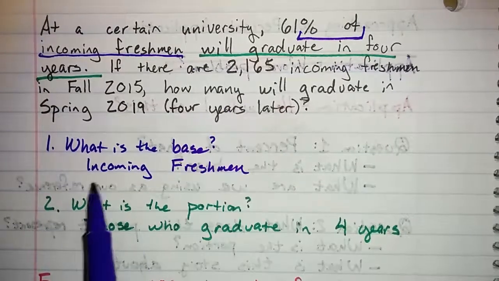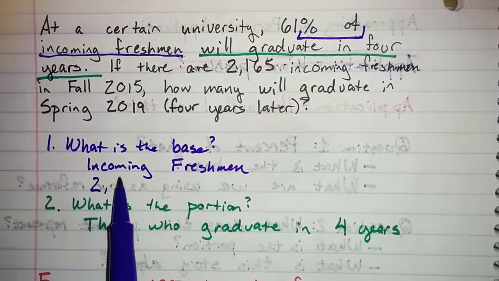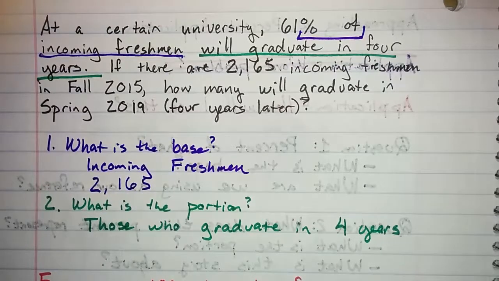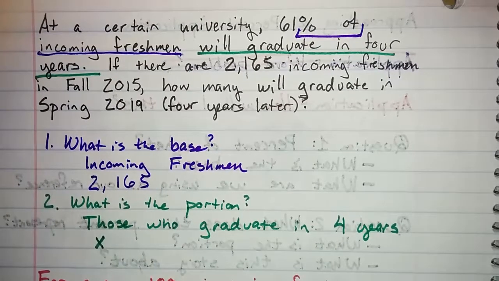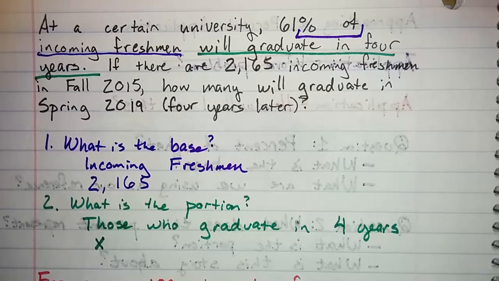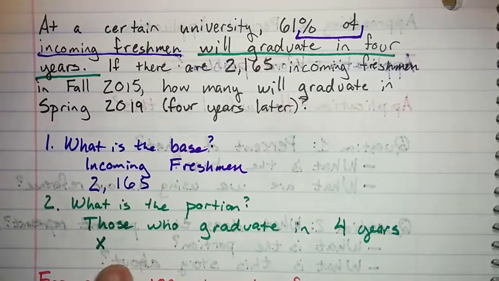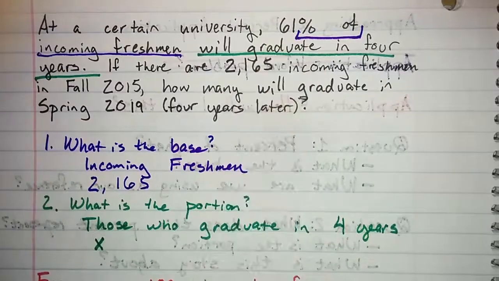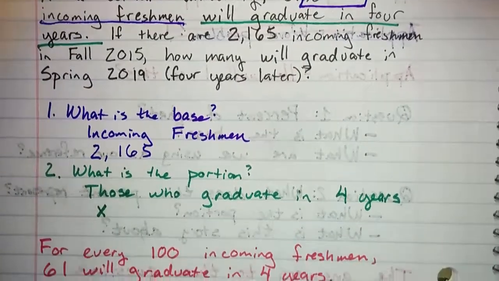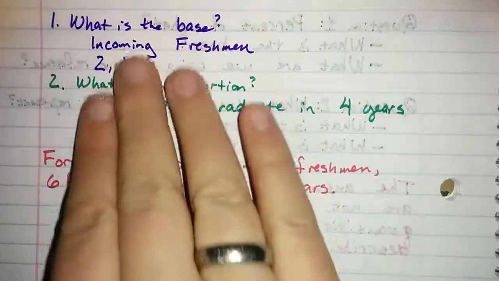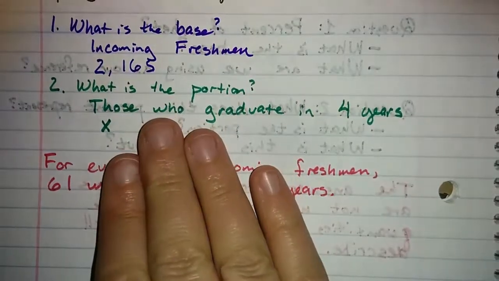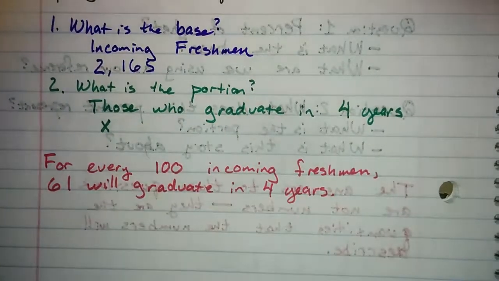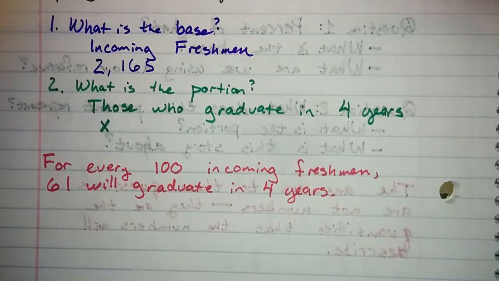Okay. So there are, in fact, 2,165 incoming freshmen, and an unknown number of those that we want to find out will graduate in 4 years. So we know what the base is. We're looking for the portion. We know the percentage. We're ready to set up a percent proportion. Notice all this work we did before we actually wrote any math. Before we could write down any math, we had to understand what the question actually was.